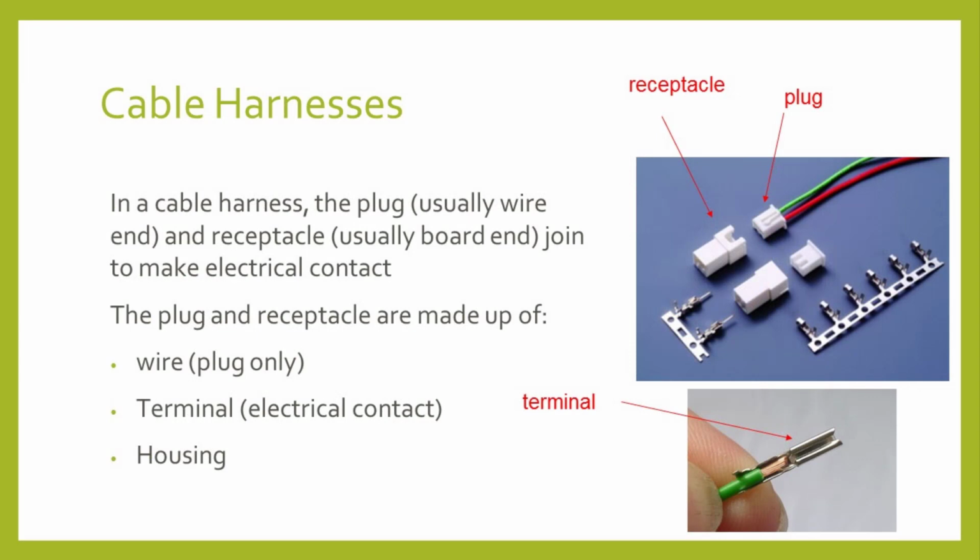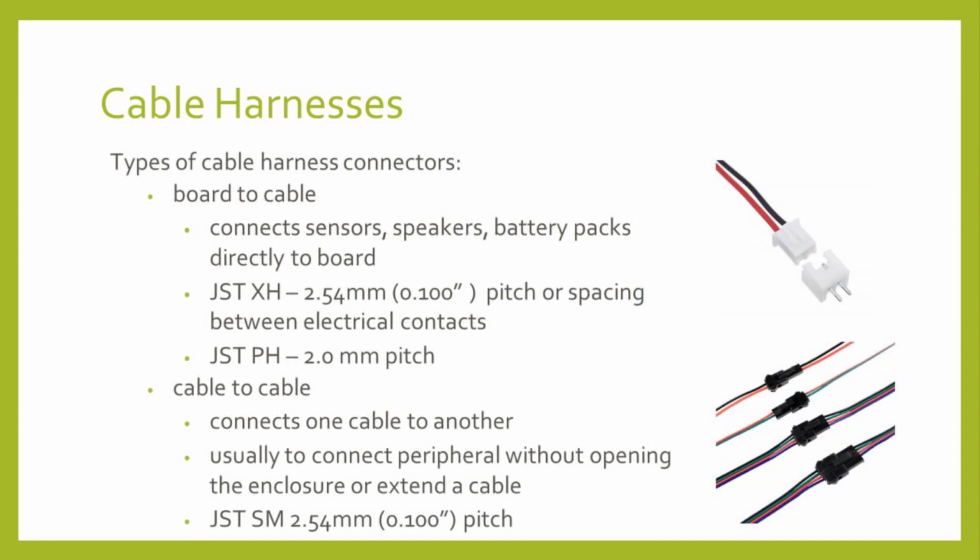Cable harnesses are comprised of a plug and a receptacle, where the plug is inserted into the receptacle to make electrical contact. A plug or receptacle consists of three parts: the wire, the terminal, which is the electrical contact, and the housing. We'll show how these get assembled together in a bit. There's a huge array of cable harness connectors available. We'll look at two specific types: board-to-cable and cable-to-cable.